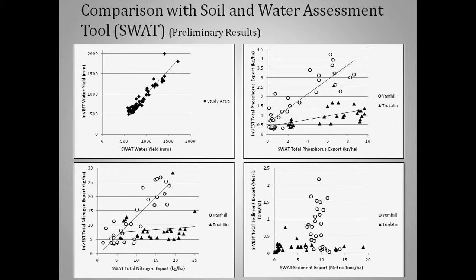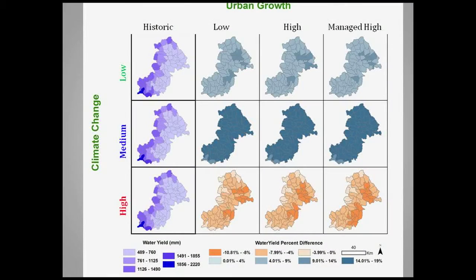We've actually made some progress on calibrating SWAT recently, so hopefully those results will change soon. Now I'm going to present a series of maps of our results aggregated to a sub-basin level, kind of analogous to a HUC 12, a hydrologic unit code 12, but these were actually delineated in SWAT. On our x-axis here, we have our land cover. The managed high actually represents a high urbanization scenario with those riparian buffers in place. And then on the y-axis, we have our climate models.